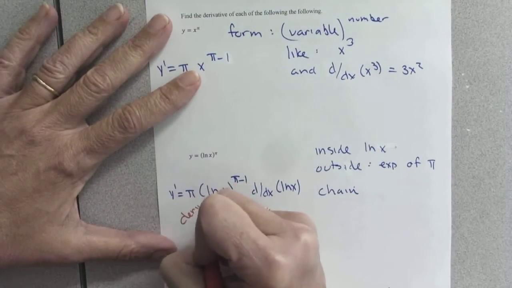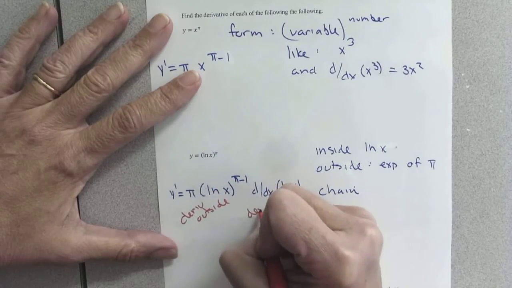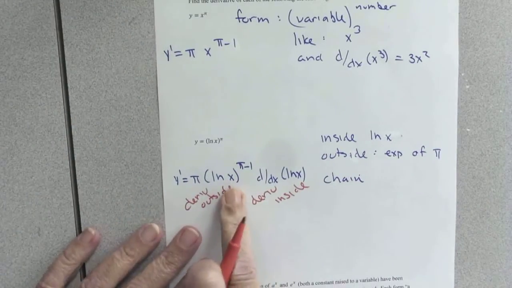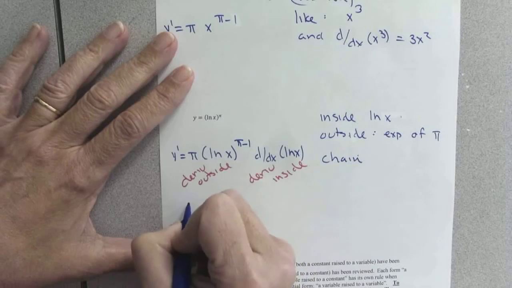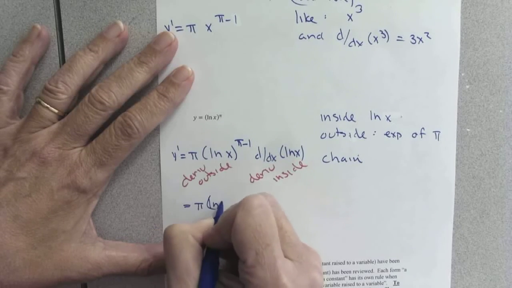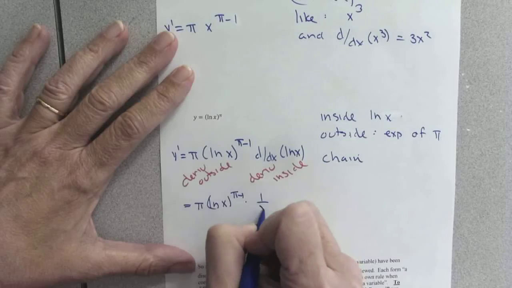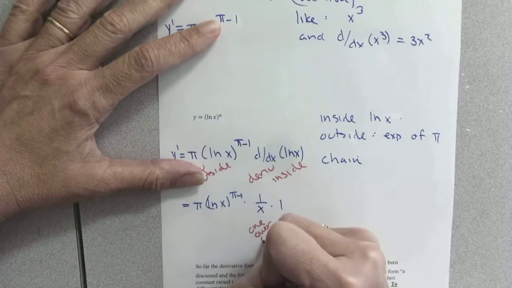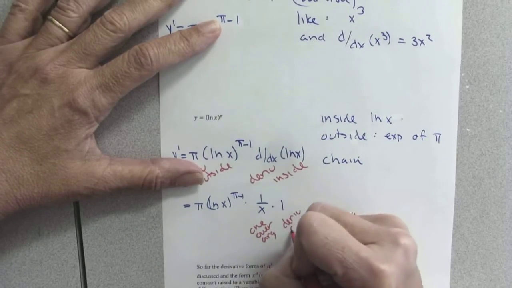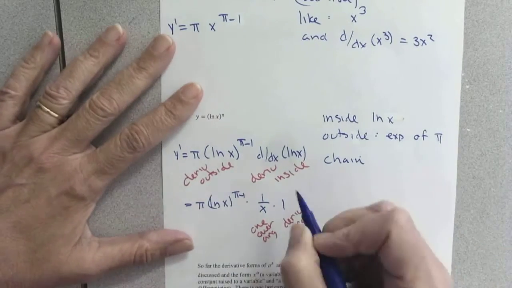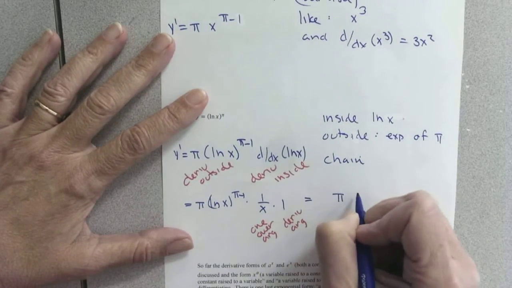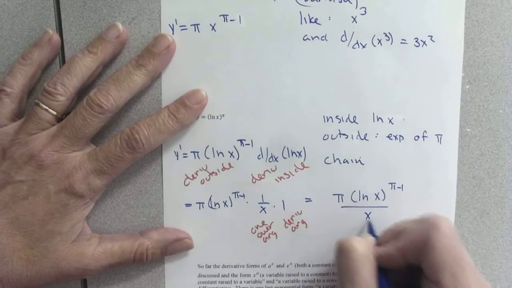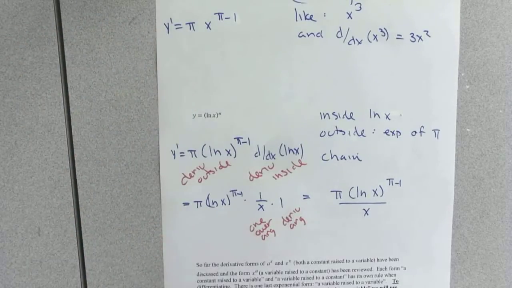So there's derivative outside, derivative inside. And remember, when I'm doing the chain rule, I don't change that middle, that first pass. And then doing the derivative of the inside, very explicitly, 1 over the argument, derivative of the argument. And so I would say this problem has an answer of pi times the natural log of x to the pi minus 1, all over x. And this does not simplify.